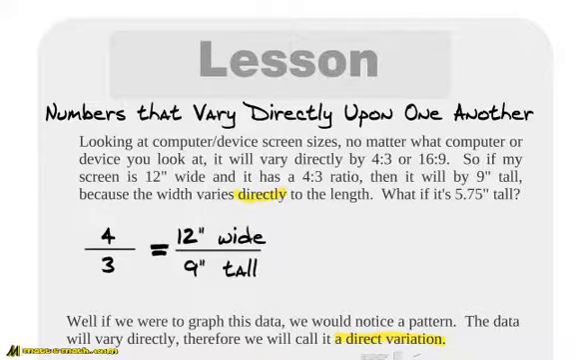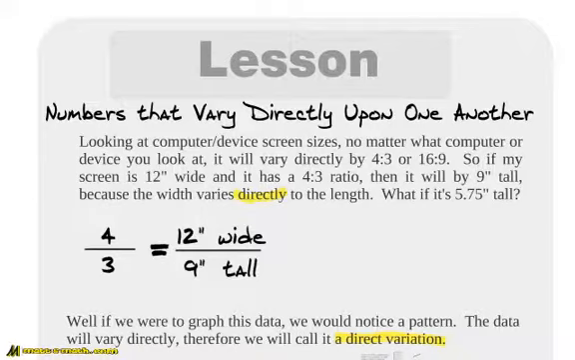If my screen is 12 inches wide and has a ratio of 4 to 3, it's going to be 9 inches tall. Ratio is 4 to 3. It's 12 inches wide, 9 inches tall. How do you go from 4 to 12? Times 3. How do you go from 3 to 9? Times 3. It varies directly in the length and the width.